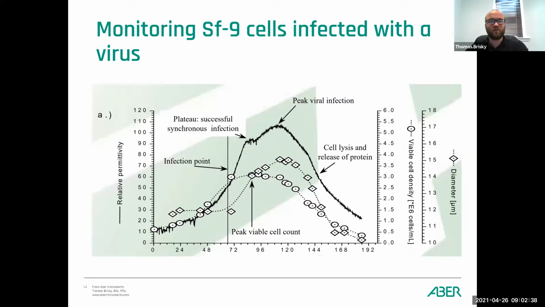Take this example in front of you. This is where the Aber technology was used to detect SF9 insect cells that were being infected with a virus. The continuous black trend is the capacitance. Then the trend in the circles is offline cell density, while the ones in diamond are cell size. You see up until the infection point where the cells were infected with the virus, capacitance and offline density match very well.